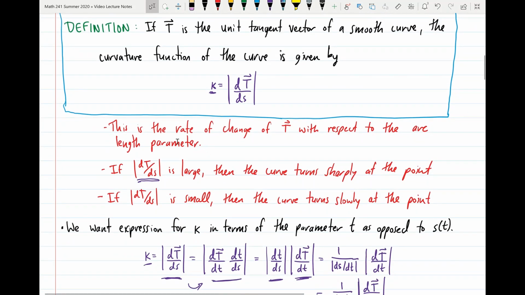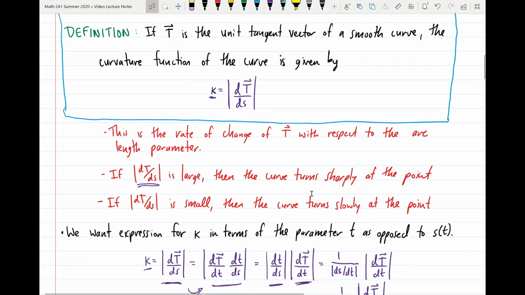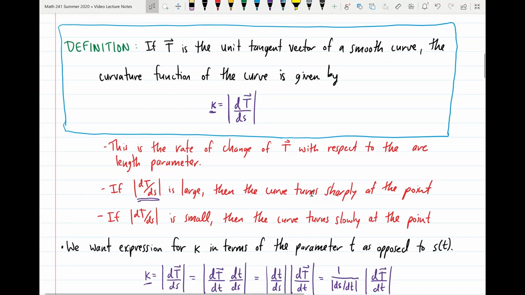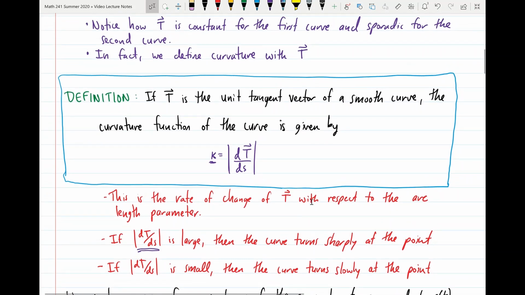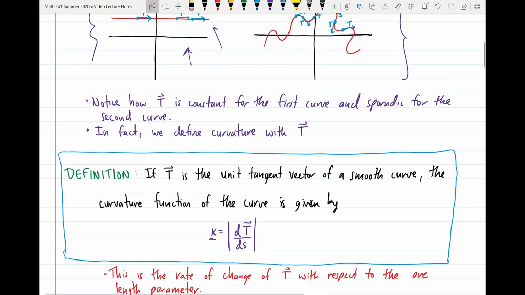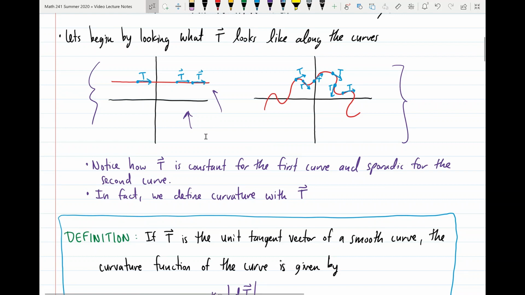Okay, so based on the definition here, if the magnitude of dT/ds is large, then the curve is going to turn sharply at whatever point we're talking about. And if the magnitude of dT/ds is small, then the curve turns slowly at that point. And if the magnitude of dT/ds is equal to 0, then the curve is not going to have any turn or bend at that point, similar to the constant curve that we have up here on the left.